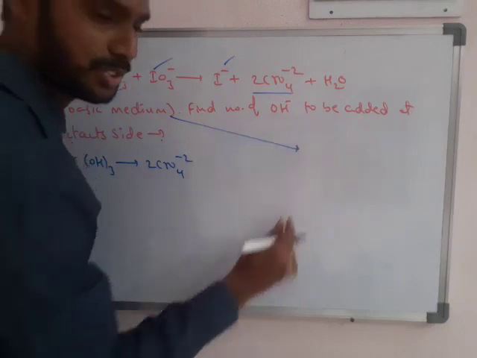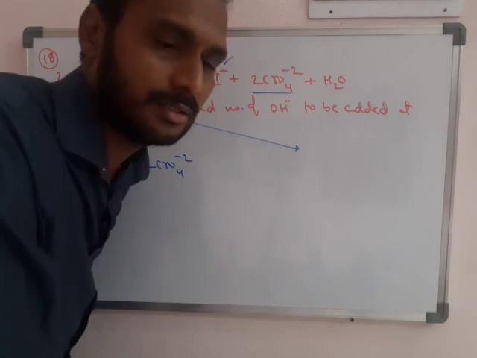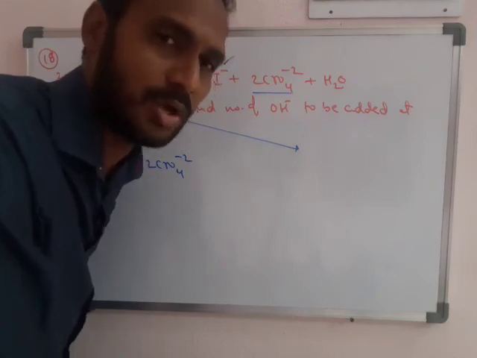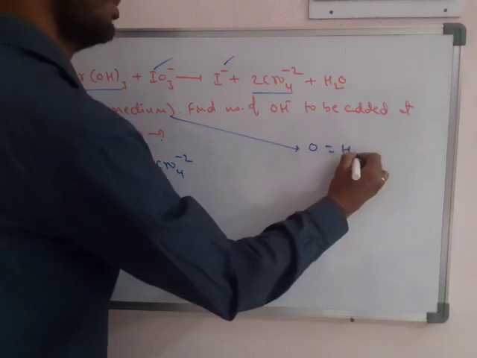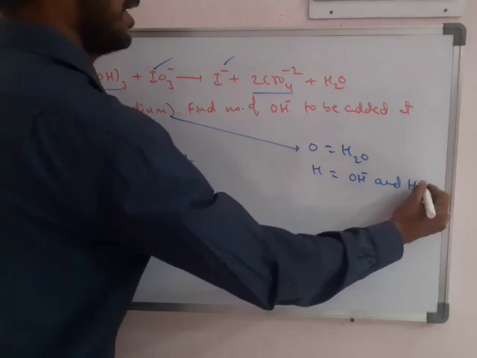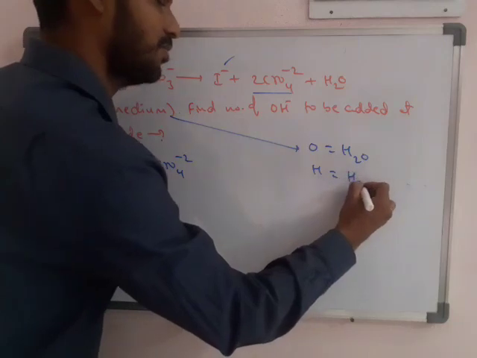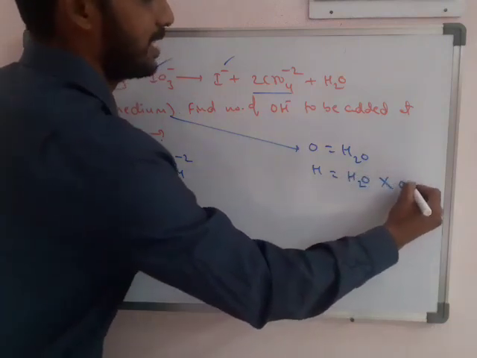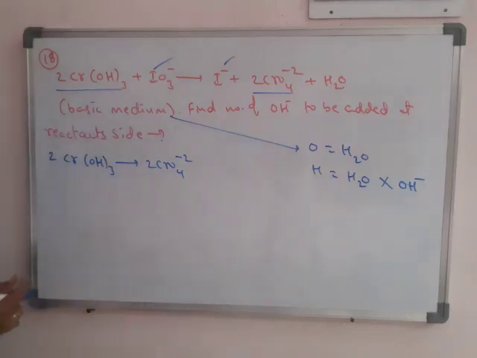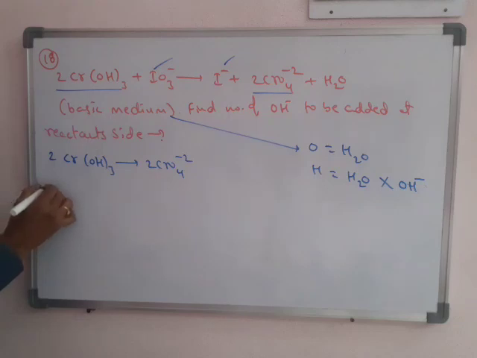What are the basic medium rules? The basic medium rules: first balance the atoms other than oxygen and hydrogen. Next balance the oxygen. For oxygen use the H2Os. For hydrogens, you also have to use the H2Os and add the same number of OH minus in the opposite direction. We always follow this rule only. So 2 chromium, 2 chromium. Now see the oxygens. Here 6 oxygens, here 8 oxygens. So 2 oxygens are less.